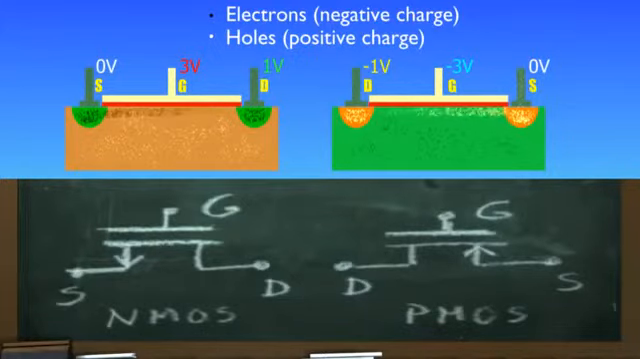There are two types of MOSFET, depending on the sign of the electrical charge flowing through it: NMOS and PMOS. In the first, the electrical current consists of electrons. In the second, it consists of holes.